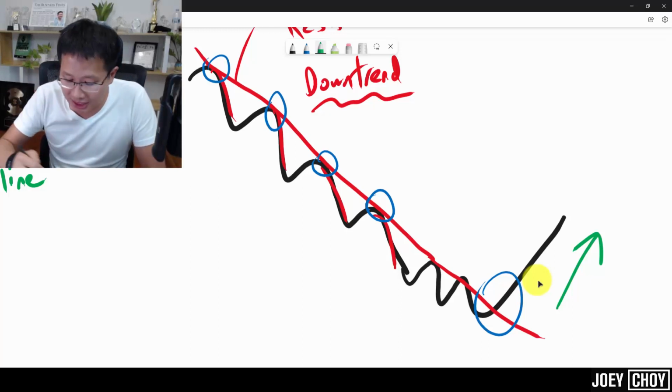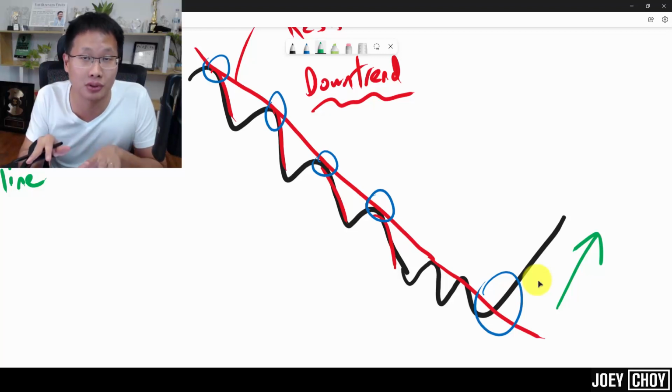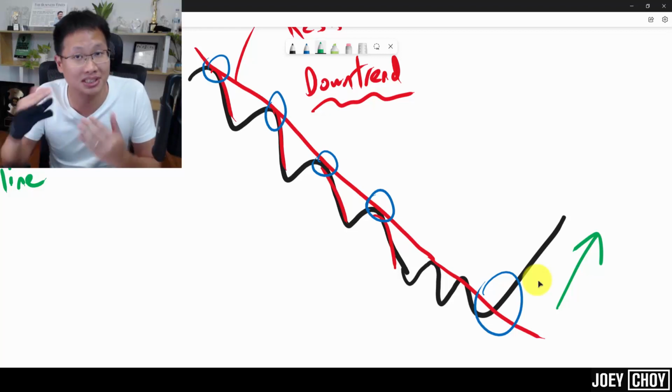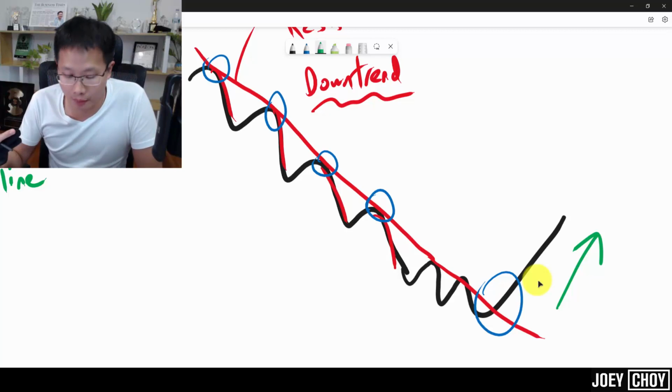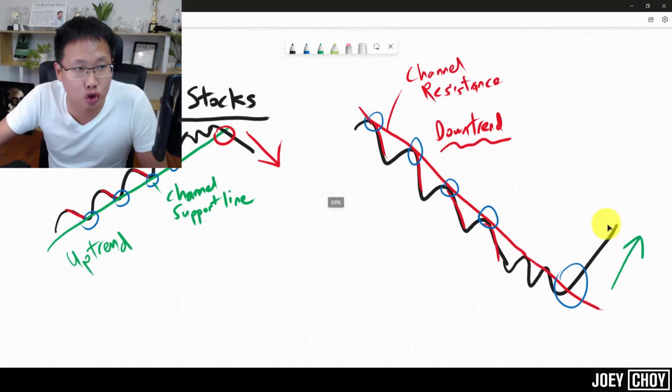If not, as long as we stay below this line, then not so good. We are in a downtrend. We still want to be careful. You don't want to think about buying because it can go lower and lower. So this is just a bit of a diagram to explain what I mean by trend line.